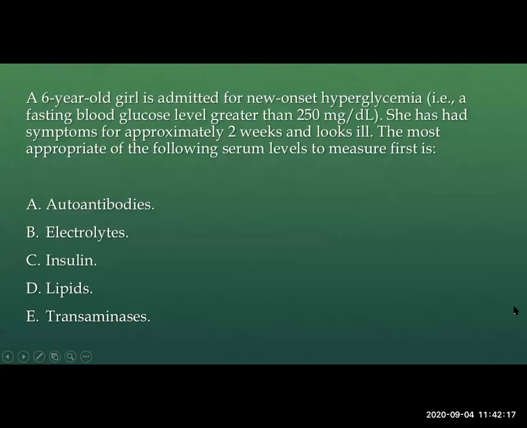All right. We have a 6-year-old girl admitted for new onset hyperglycemia. She had a fasting blood sugar greater than 250. She's had symptoms for about 2 weeks and looks sick. The most appropriate of the following serum levels to measure first is: autoantibodies, electrolytes, insulin, lipids, or transaminases? B, electrolytes. Exactly, because what are you worried about? You want to make sure she's not acidotic, that she's not in DKA, basically. Okay, good.